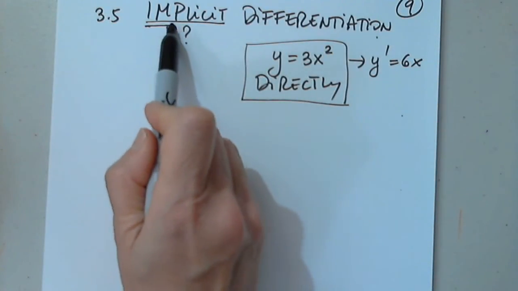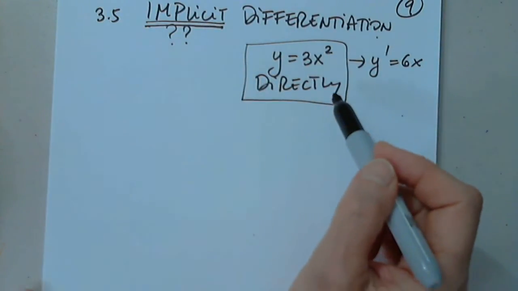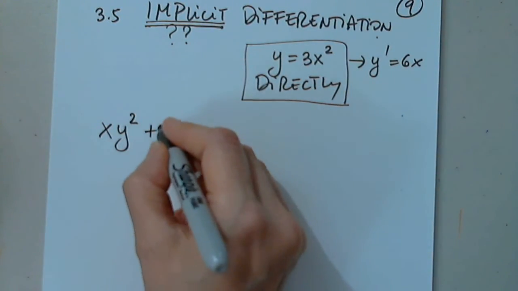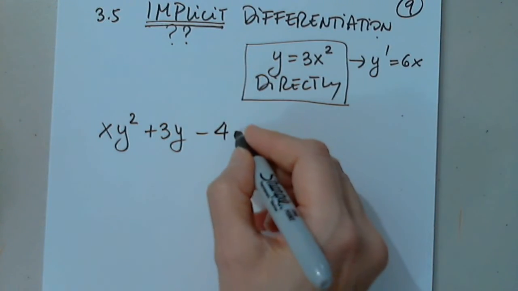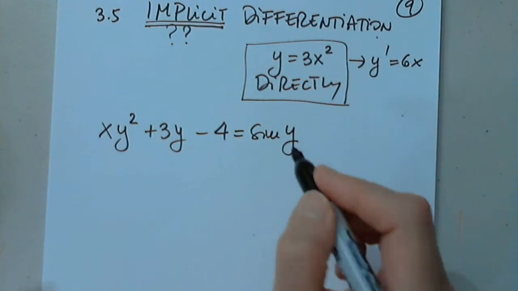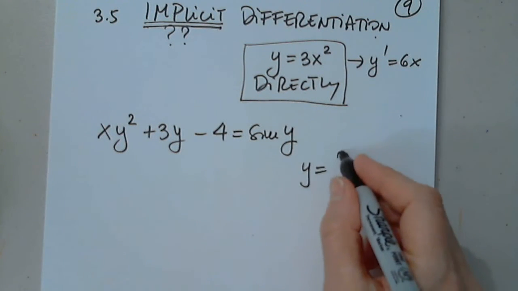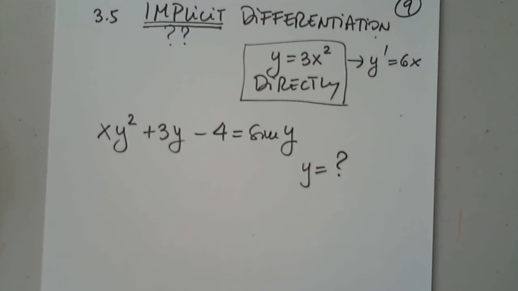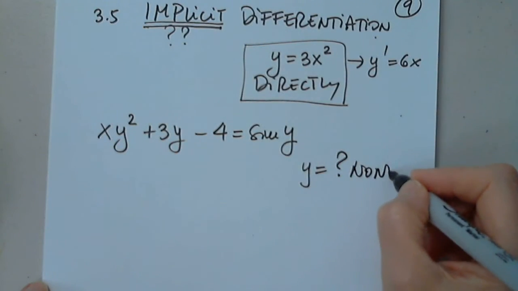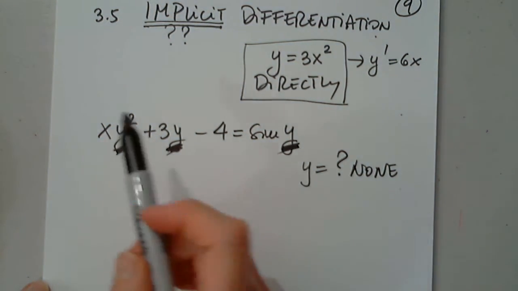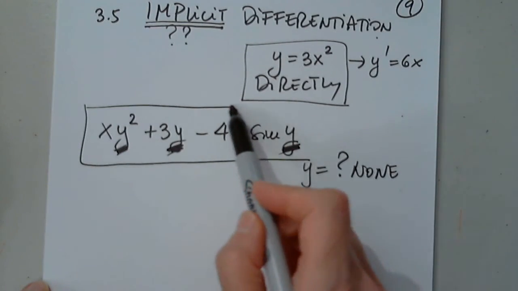But implicit means I don't really have the function. For example, y squared plus 3y minus 4 equals sine y. Anyone would like to solve for y? No, because no one can solve for y. So this is the equation, and no one can solve for y.